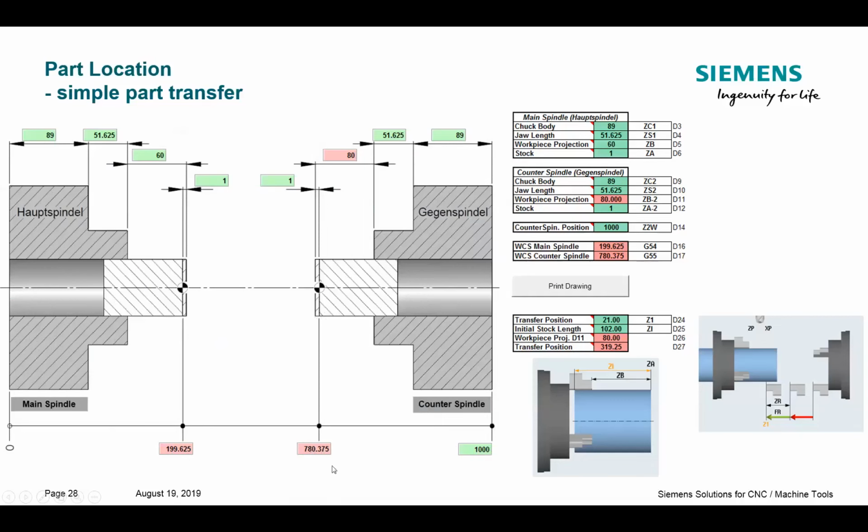So again, you can do all this longhand. The sheet's just going to work it out for you. And this is going to tell me what value needs to be put into my work coordinate system. And then the other thing that's real important is this transfer position that we calculate right down here at the bottom. This is the location based on machine 0 that we're going to drive the counter spindle to when I grab the part and move it back.